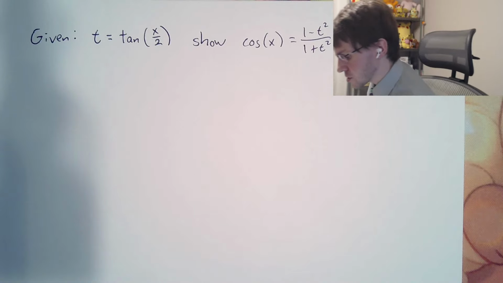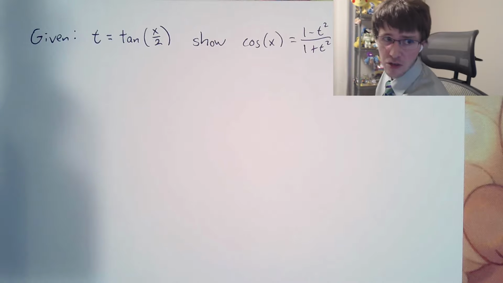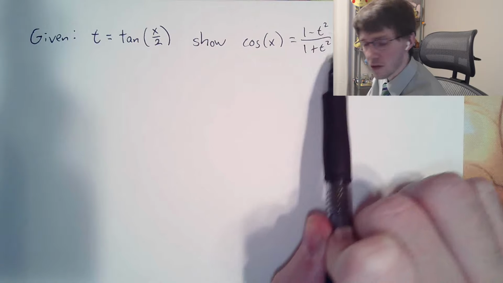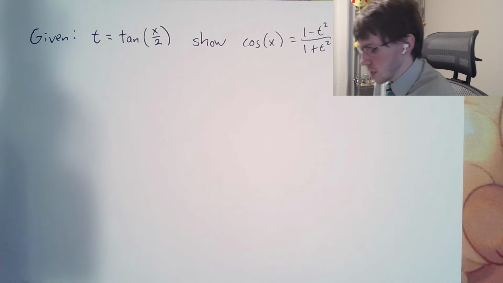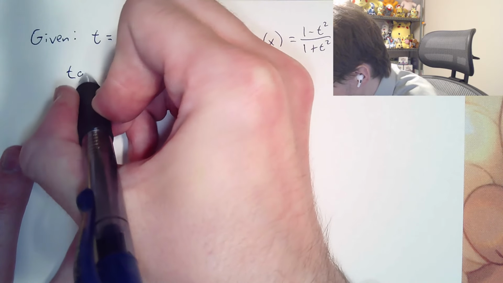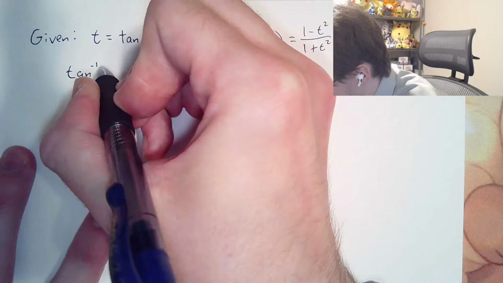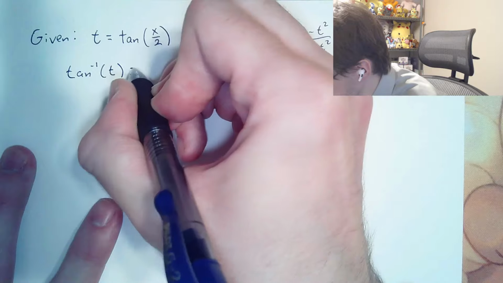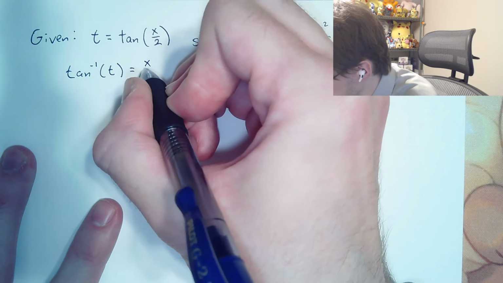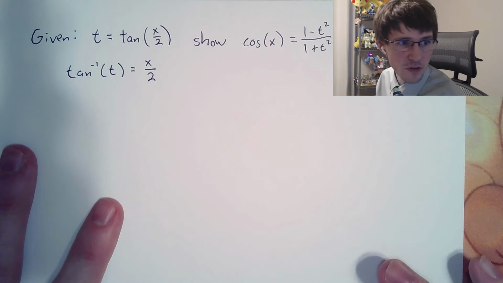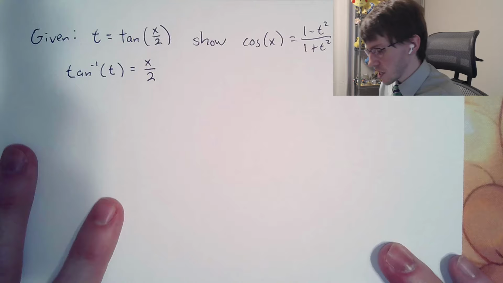The first thing we're going to want to do is get x by itself and take the cosine. Because if we have x by itself and take the cosine, in theory, the right-hand side is what we want. So let's go ahead and do that. We're going to start by doing the tangent inverse of both sides of the equation. Now, a mathematician might argue that it's supposed to be an arctangent instead of just a tangent inverse. I will not bother making the distinction here because it won't actually matter for this particular problem. So we have tangent inverse of t is equal to x over 2.